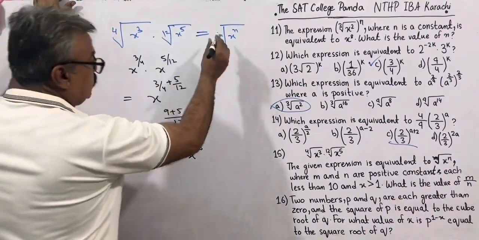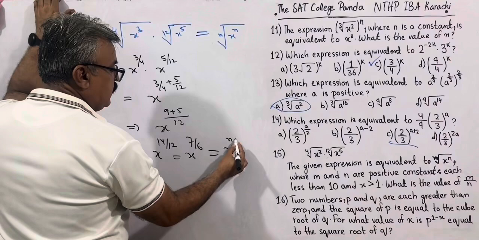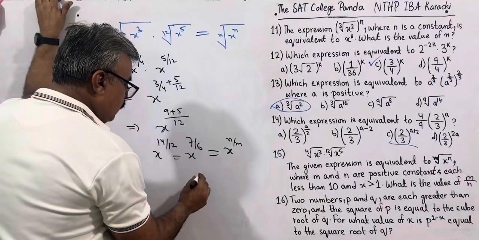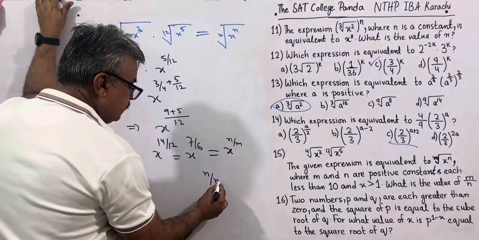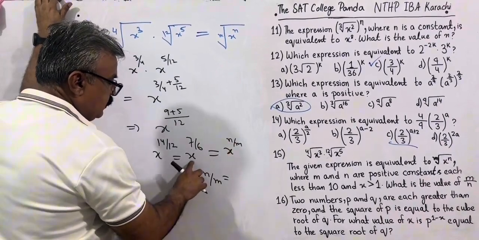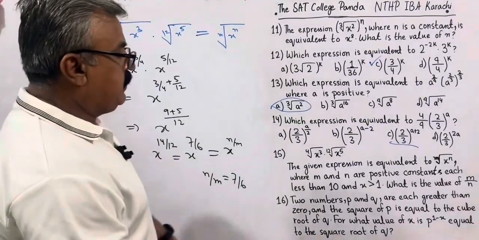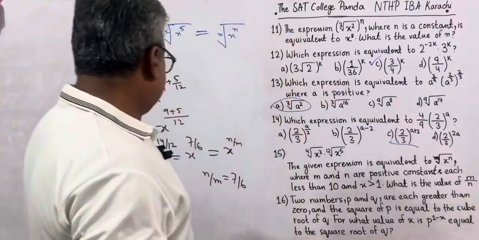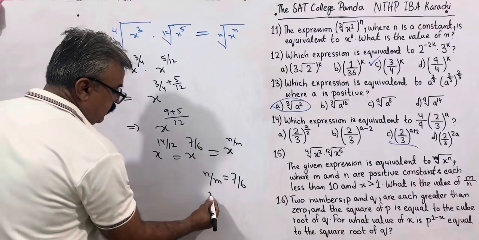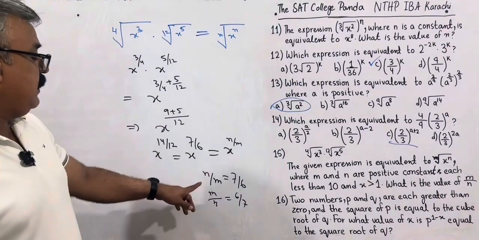This situation can be written as the mth root of x to the n, which is x raised to n over m. Here the bases are equal, therefore the powers are equal. So n upon m is equal to 7 over 6. But we are asked to find m over n, m divided by n. Make both of them reciprocal: m over n is equal to 6 over 7.